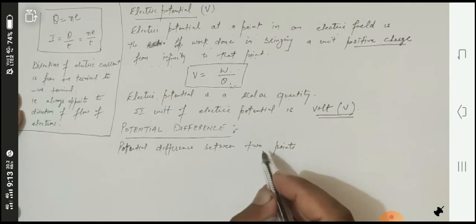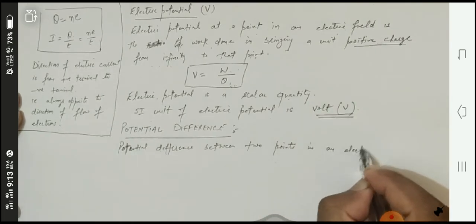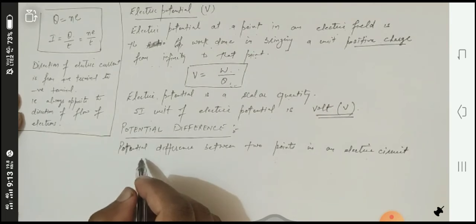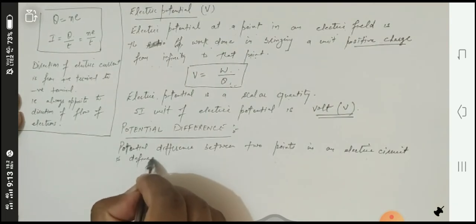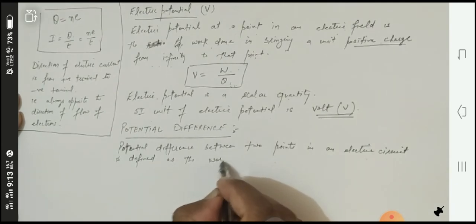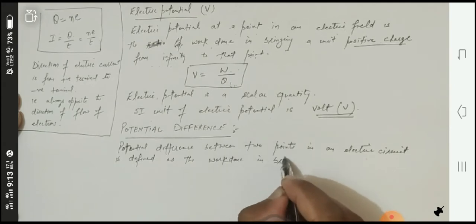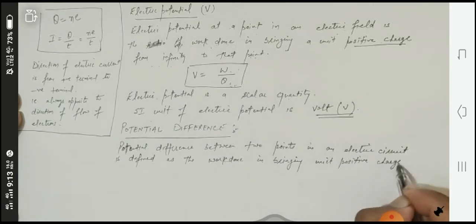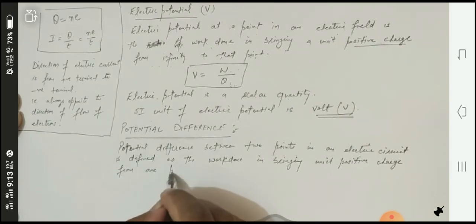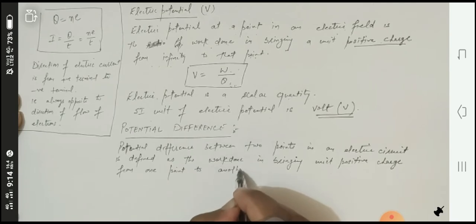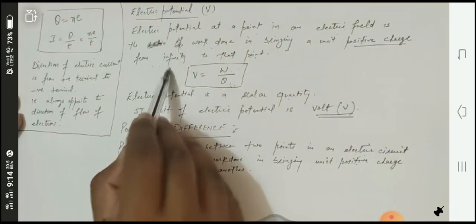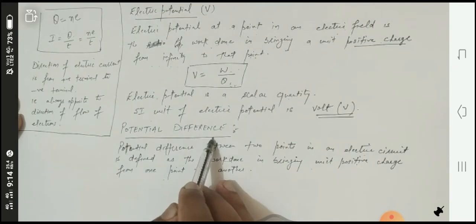Potential difference between 2 points in an electric circuit is defined as the work done in bringing a unit positive charge from one point to another. It is work done in bringing a unit positive charge from one point to another. In electric potential, we had infinity to that point. This is the difference between electric potential and potential difference.